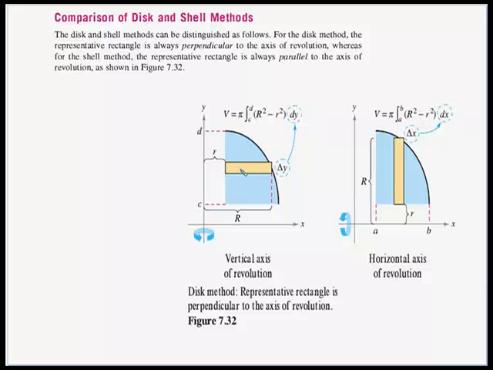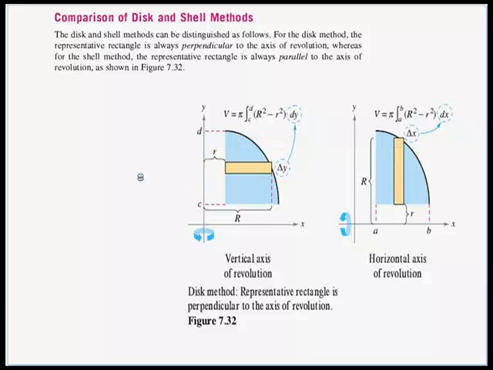We are perpendicular to our axis of revolution. If we have a horizontal axis of revolution, we are still perpendicular to it. But now we are integrating with respect to x. Our width of our rectangle is delta x, so we have dx in our equation. And it's pi integrated from a to b of capital R squared minus lowercase r squared. Upper radius minus lower radius, each squared.